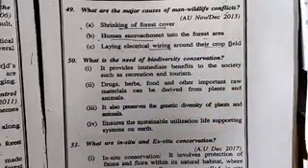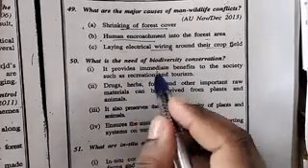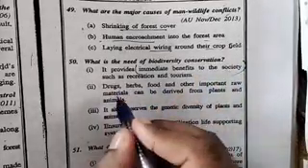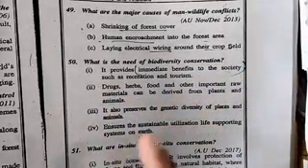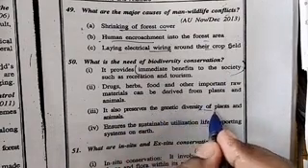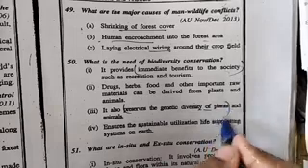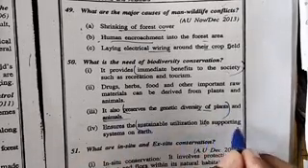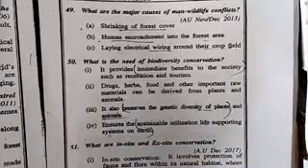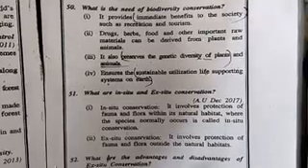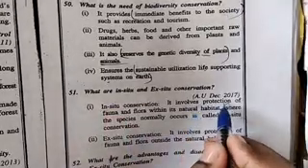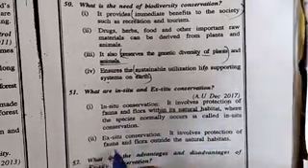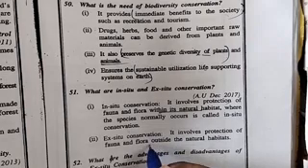Next, what is the need of biodiversity conservation? It provides immediate benefit to the society. Next, it also preserves the genetic diversity of plants and animals. Then it ensures sustainable utilization, a life supporting system on earth. Next, what are in situ and ex situ conservation? In situ involves protection of flora and fauna within its natural habitat. Ex situ is protection of flora and fauna outside the natural habitat.